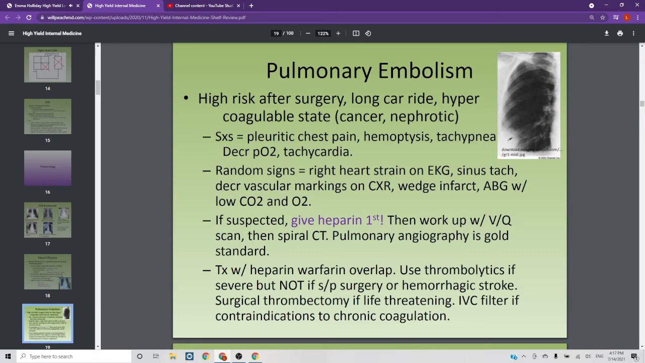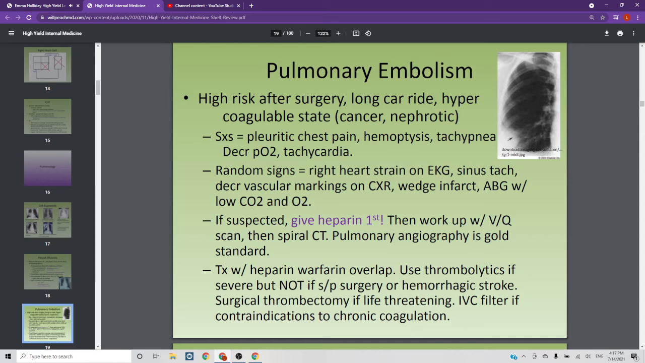The IVC filter, you may have seen some patients with these placed. I had a couple at the VA. These are when they are at high risk for a hypercoagulable state, but they have contraindications to chronic anticoagulation. Like they fall all the time, they drink 80 beers a day. We don't want to give them warfarin or heparin, so we might place an IVC filter.